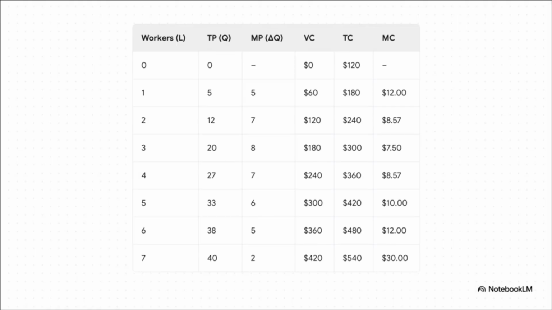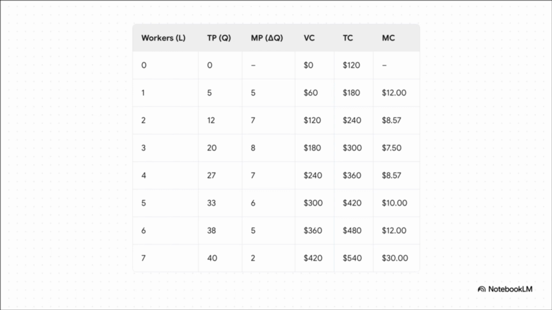Now this is where it all clicks. Let's look at that first worker. They add 5 cookies, so their MP is 5. We use our formula. This $60 wage divided by those 5 cookies, that's a marginal cost of $12 per cookie.